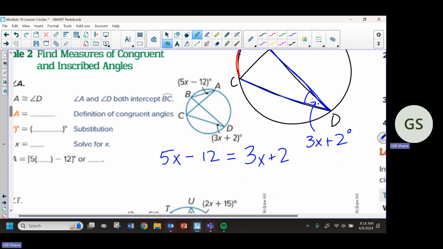Solving out, what do we do to solve out? Who have I not called on? Who likes algebra? Like algebra. Solve it out for us, Brian.